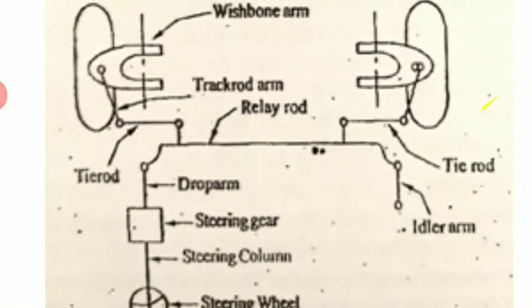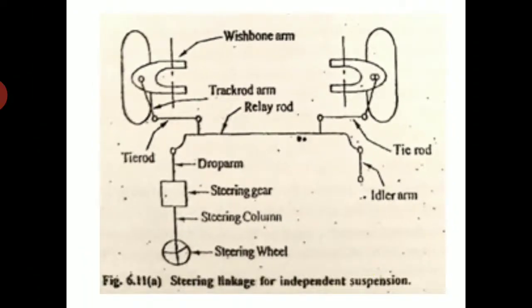Here you can see the tie rod and idler arm, which are independent for one tire. Then again a tie rod. Then there is what is called the wishbone arm. In the coming slide, I'll discuss what that wishbone arm is. This is called the independent suspension system.